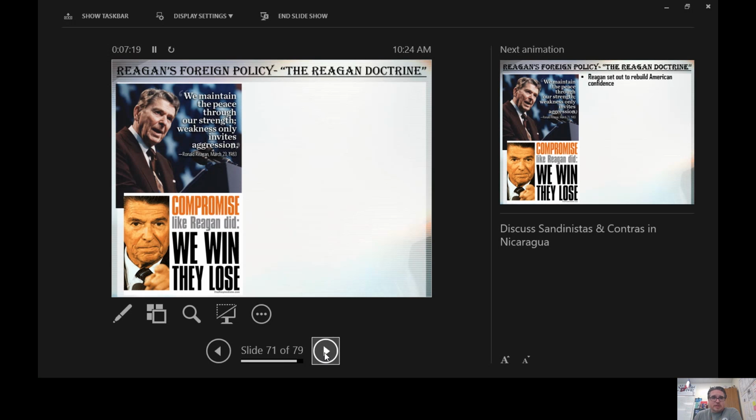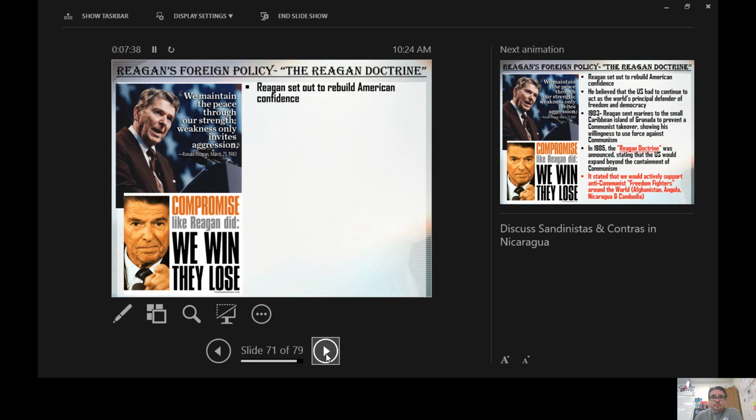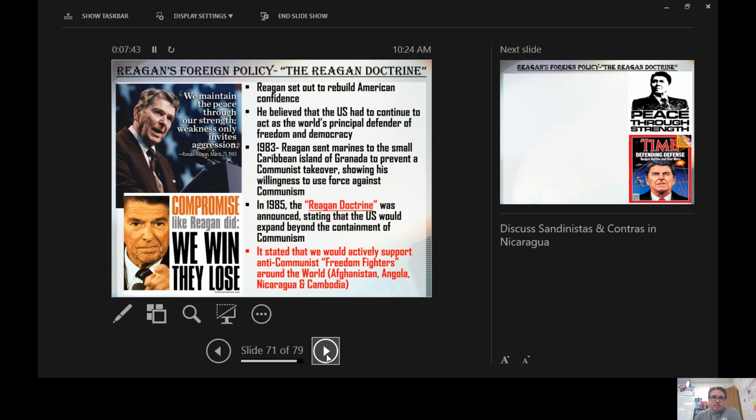Reagan's foreign policy, they call it the Reagan Doctrine. You've got some pretty good quotes here that kind of describe his personality and his approach towards the Cold War. We maintain the peace through our strength. Weakness only invites aggression. Compromise like Reagan did. We win, they lose. Reagan set out to rebuild American confidence. He believed that the U.S. had to continue to act as the world's principal defender of freedom and democracy.